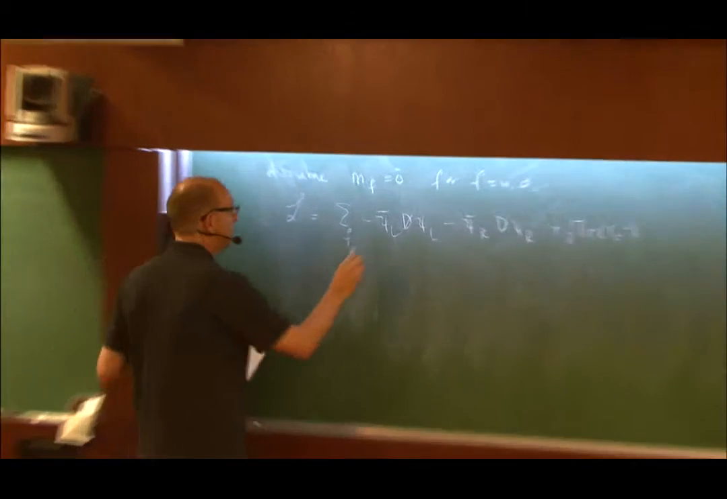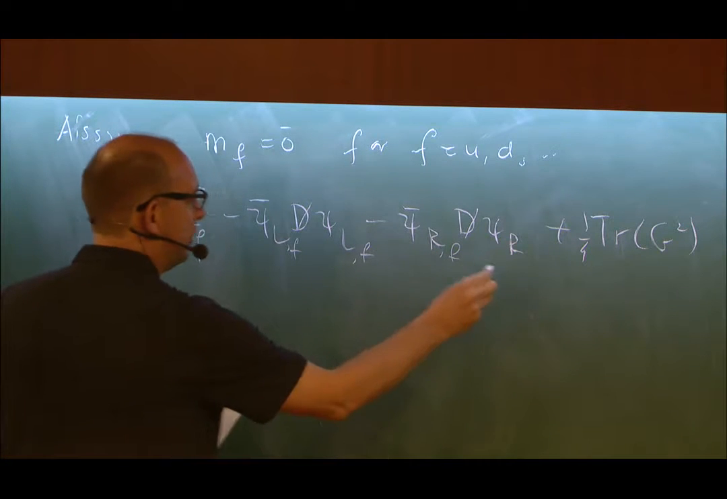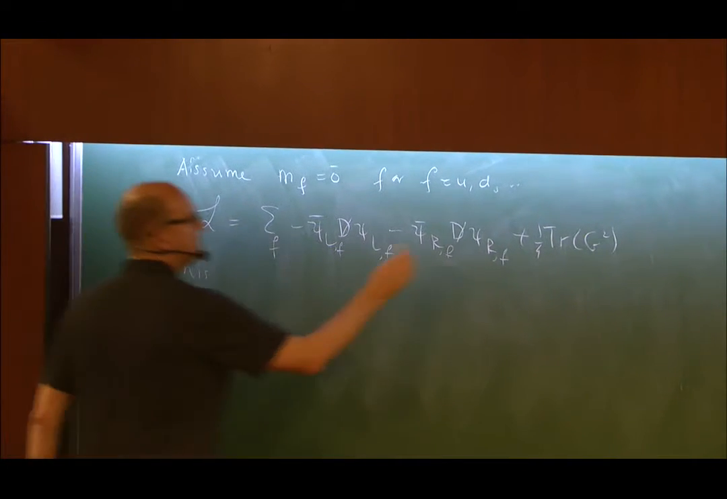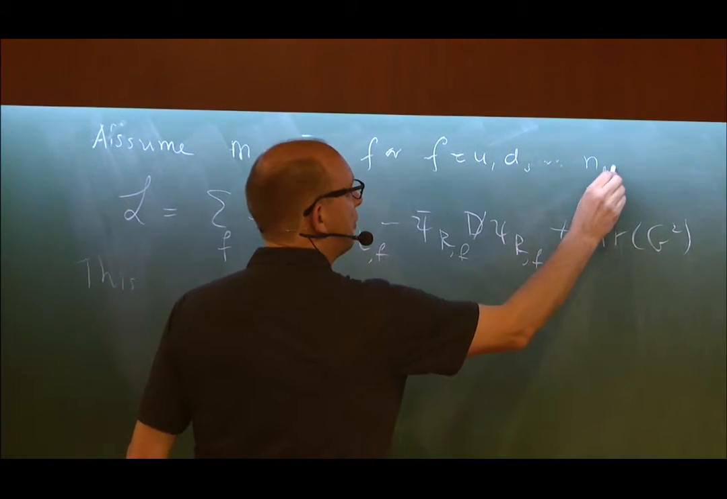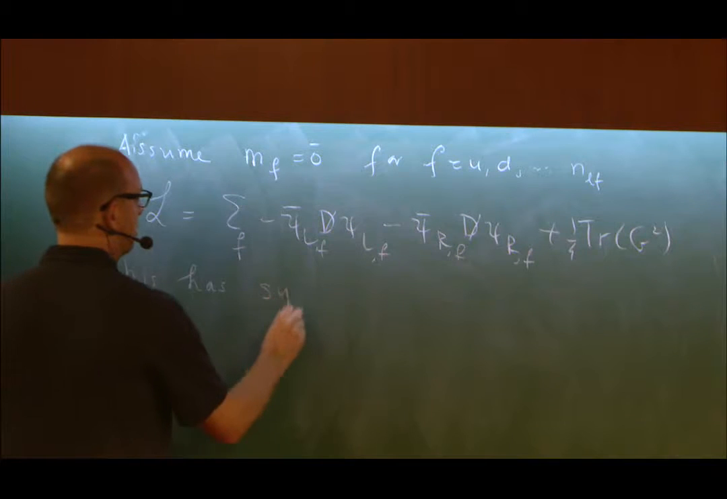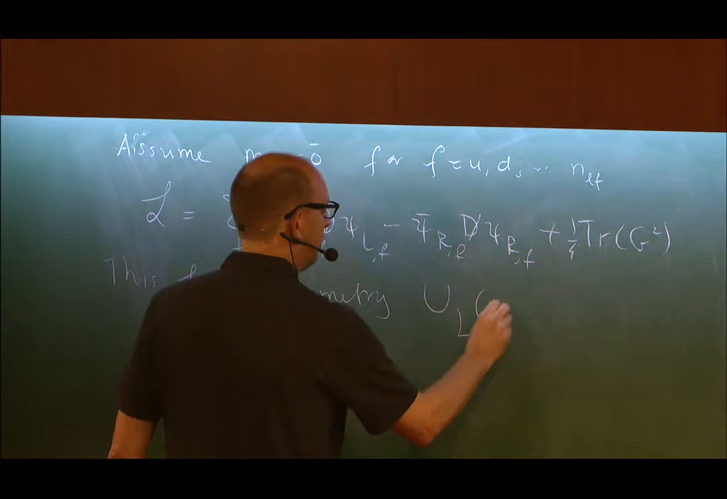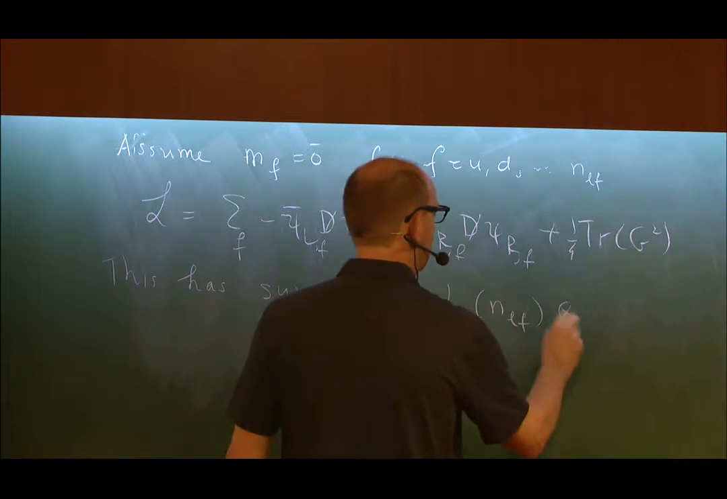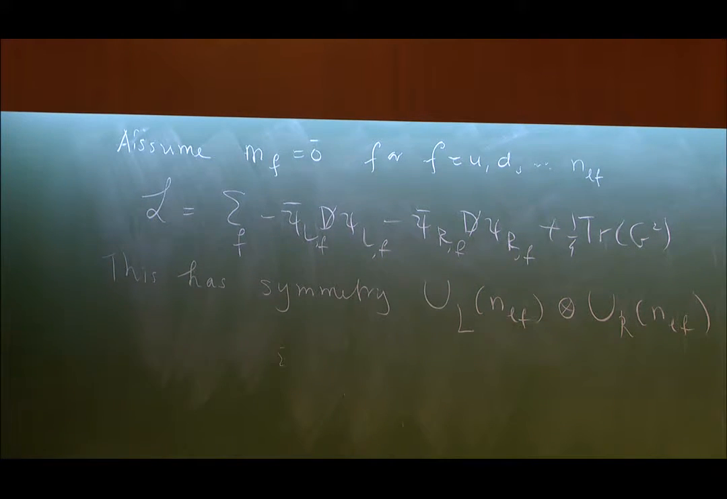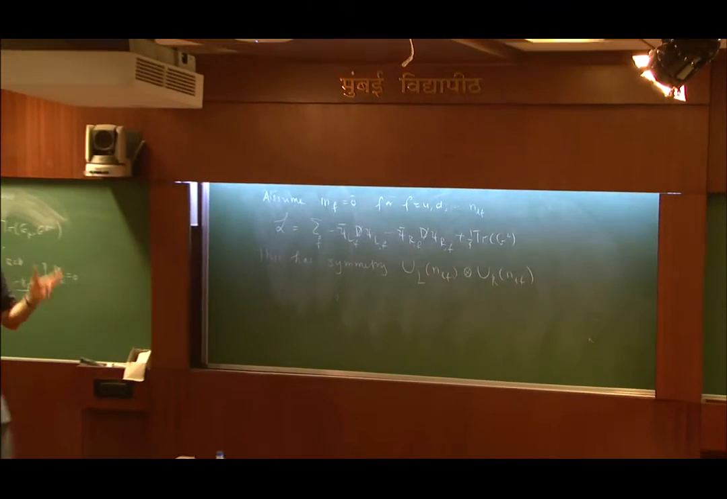And these have F labels on them too: psi L comma F, psi R comma F, and so on, going up to the number of light flavors, N_LF. So this has symmetry U(N_LF)_L times U(N_LF)_R. What do I mean by that? These U are unitary matrices without determinant 1. They can just be unitary.